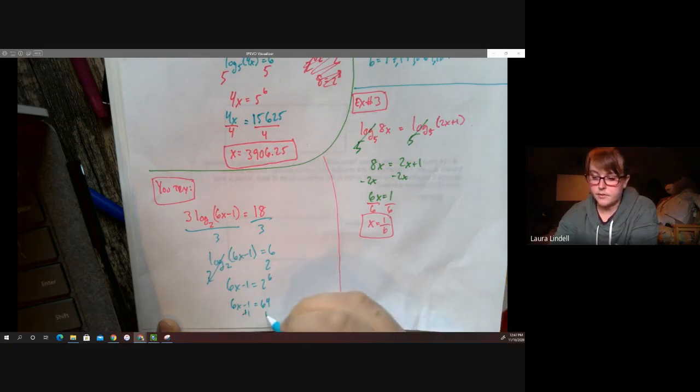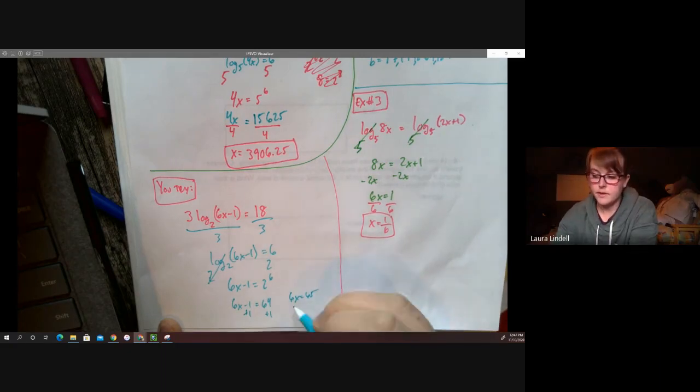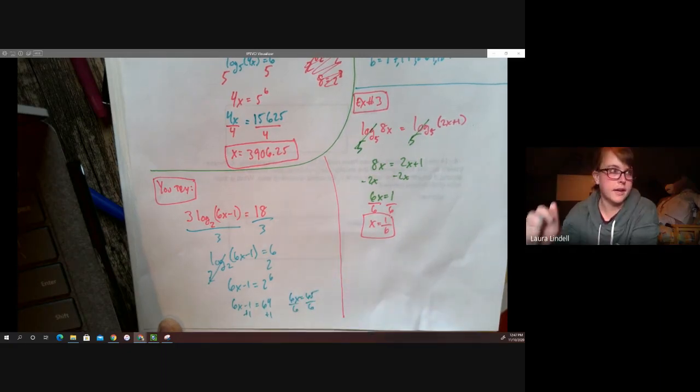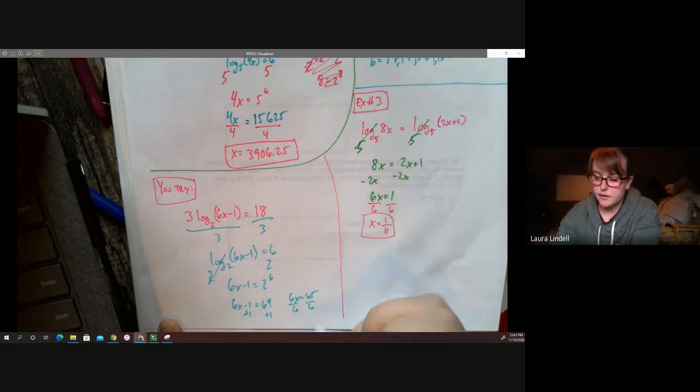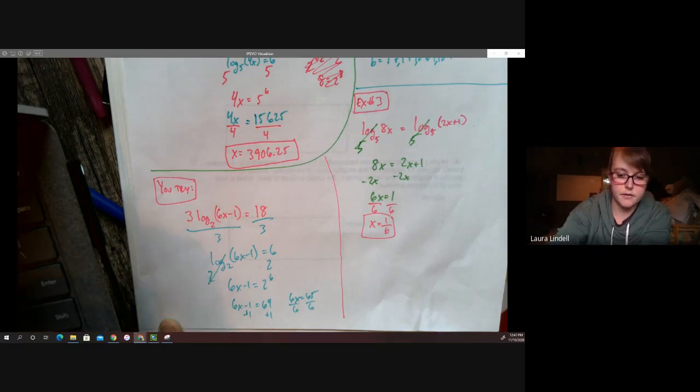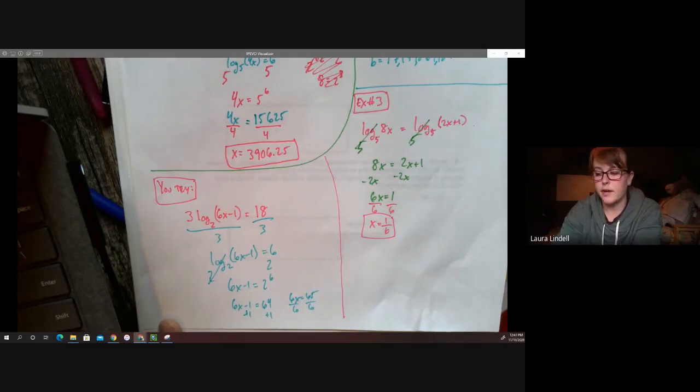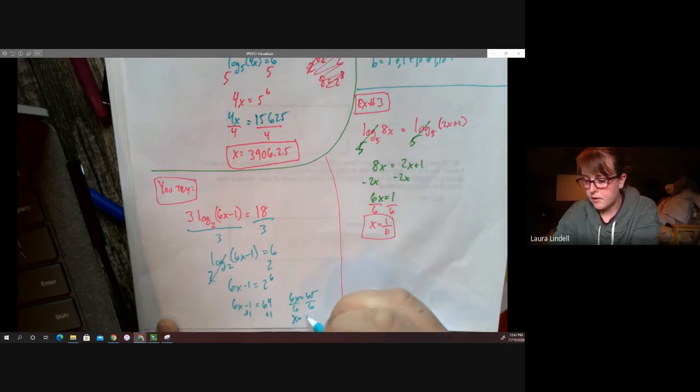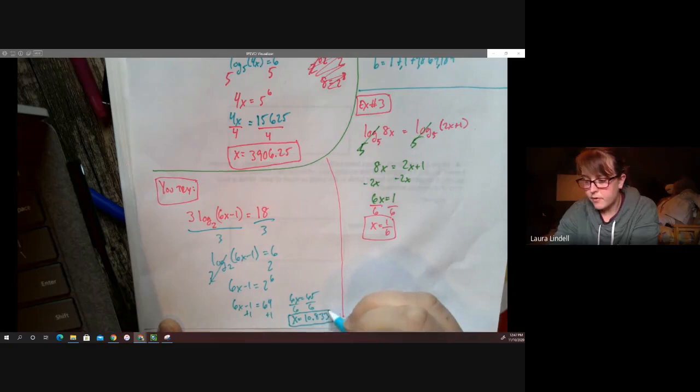So then add 1, 6x equals 65. Divide by 6 on both sides, and that would be 10 and 5/6, I believe. Let's see, 65 over 6. Yeah, 10.83 repeating. So you would put 10.833, and there we go.